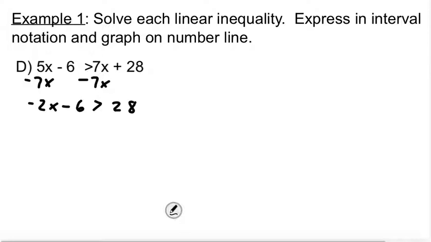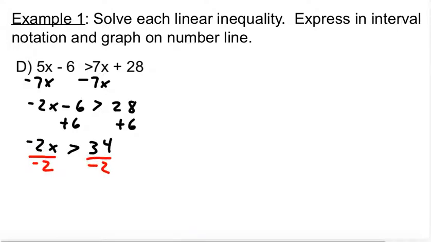I'm going to get rid of the minus 6 there, so I'm going to add 6 to both sides. Adding doesn't switch the inequality symbol. And then I have to get rid of the negative 2. The negative 2 is attached to the x by multiplication. I have to divide to get rid of the negative 2 next to the x. Now that I'm dividing, I am going to switch the inequality symbol.